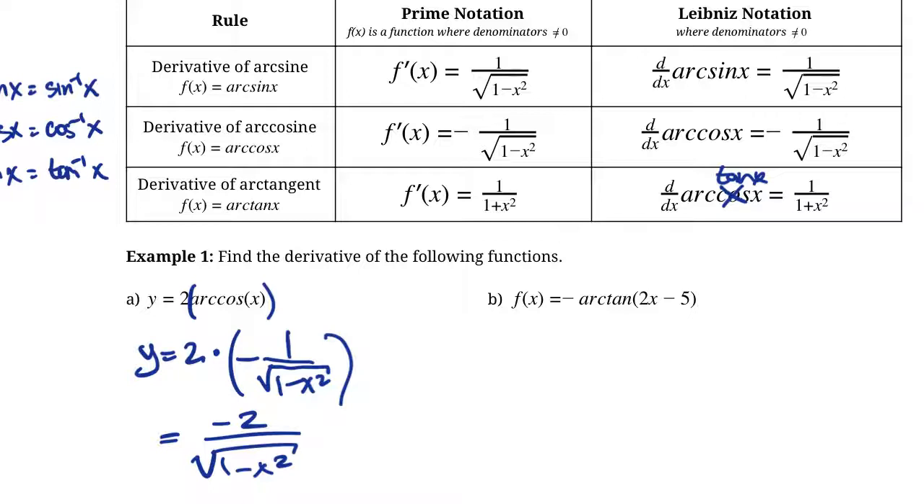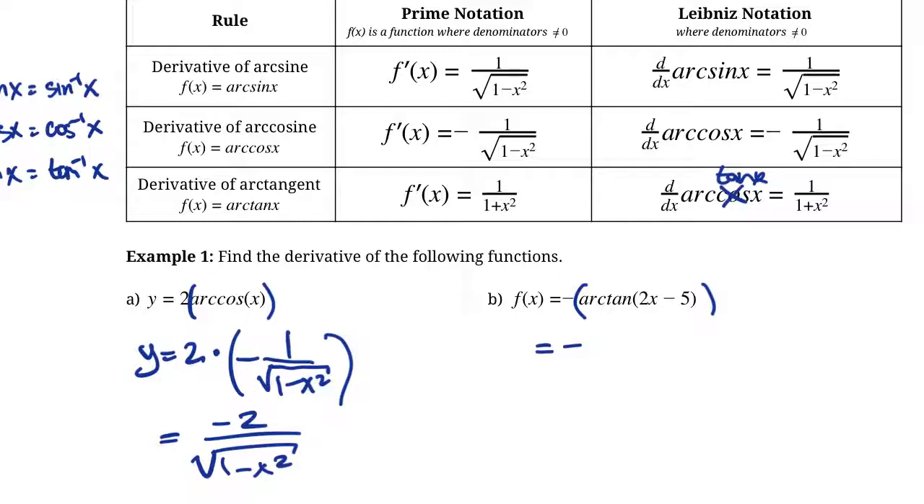Okay, let's look at the next one. Negative arctan of 2x minus 5. So this one, we should realize we have a function within a function. And we also have this negative sign in front. The negative sign in front is similar to the 2 in the previous one. We can just pull that out of the derivative, so we don't really have to worry about that part.